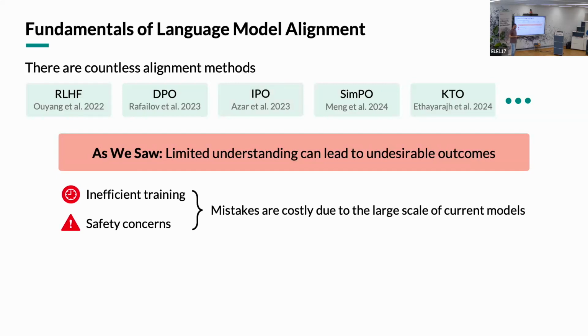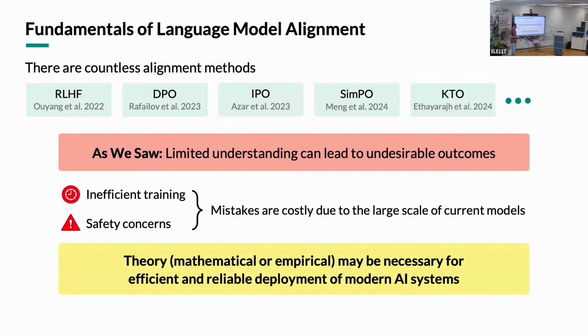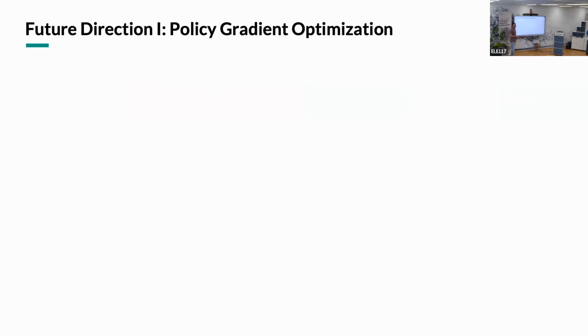And this leads me to believe that in order to make efficient and reliable progress in training and deploying these AI systems, theory may be necessary, or at least it can be extremely useful. Okay, and this can also be mathematical analyses, but also experiments, empirical investigations that give us more principled guidelines. And to finish, I'd like to give a couple of more concrete directions for future work, which at least I find interesting. So the first one relates to policy gradient optimization, which we talked about quite a lot today.